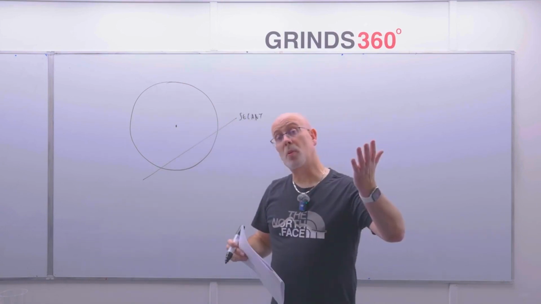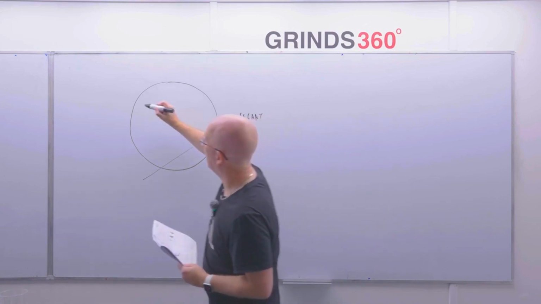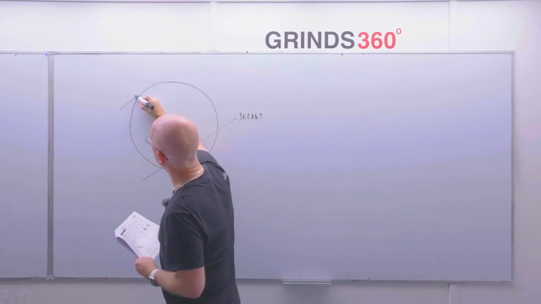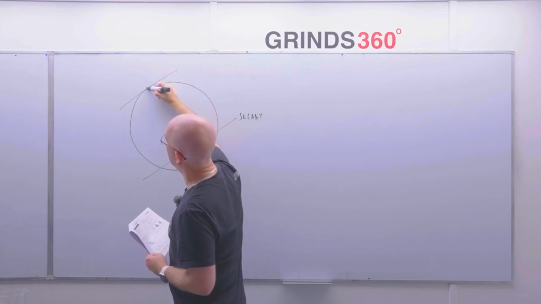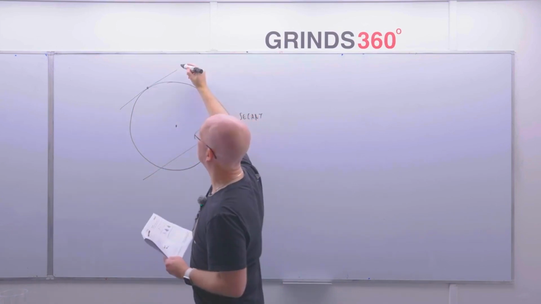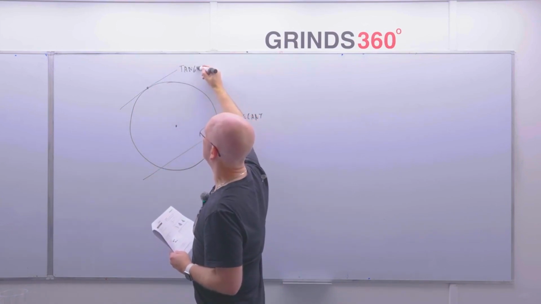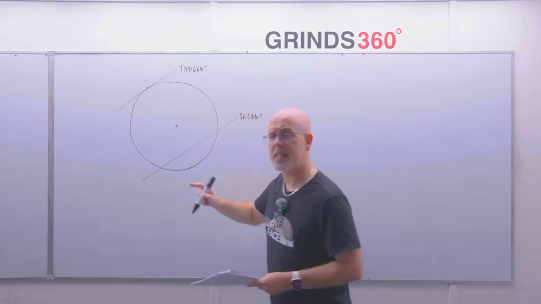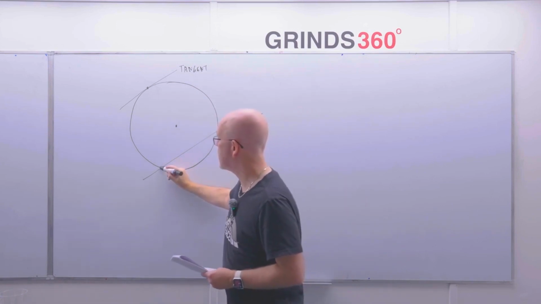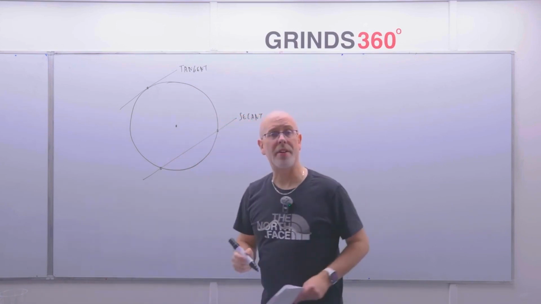So, as opposed to a tangent line. Remember, a tangent line is a line that hits the circle at 1 point only. Just glance at the circle, hits the circle at a single point like that. That's a tangent line, okay? It's a line which hits a circle at only 1 point. But if a line hits a circle at 2 different points, it's a secant line. So that line there is a secant.